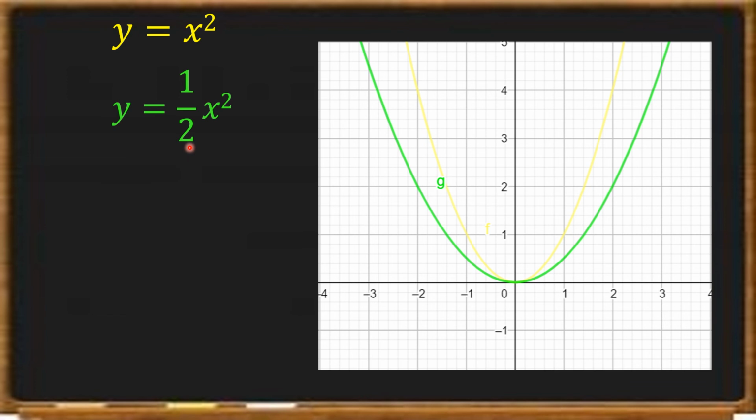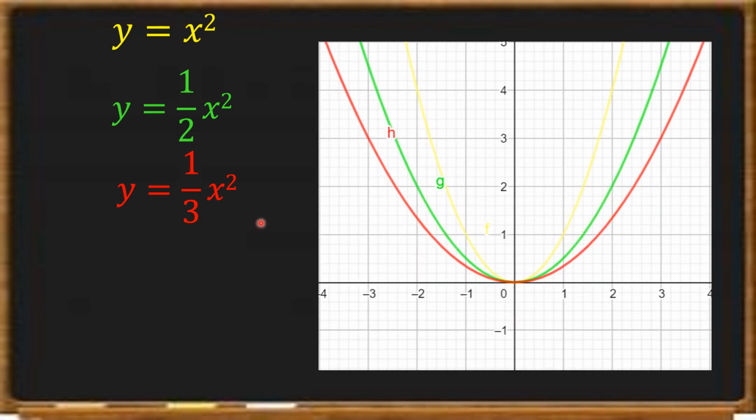So, naging 1 half. Pababain pa natin tong 1 half. Gawin natin 1/3 x squared. So, mas mababa to sa 1 half. Yung 1 half naman, mas mababa sa 1. Okay, so ano mangyayari sa graph natin? So, observe the red parabola. So, mas wider na ito kaysa sa green tsaka sa yellow. Okay? Yan po. So, mas lumalawak kapag pinapababa natin.